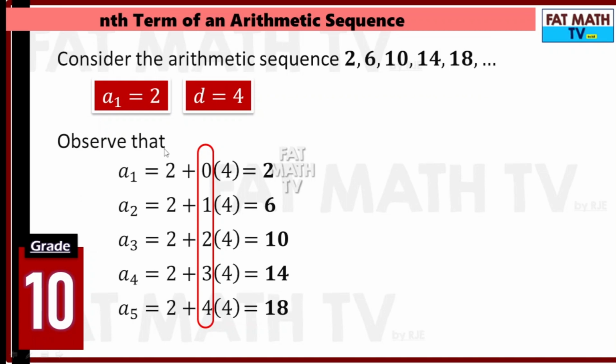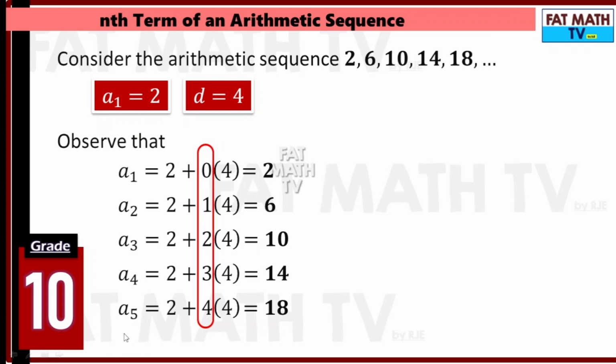As you can see here, there's a pattern. For the first term, no difference is added to the first term, so these are all the first term, the 2. For the second term, you add 1 difference. For the third, 2. For the fourth, 3 times the difference. And for the fifth, 4 times the difference. If it's 1 here, 0. If it's 2, 1. If it's 3, 2. If it's 4, 3. If it's 5, 4.